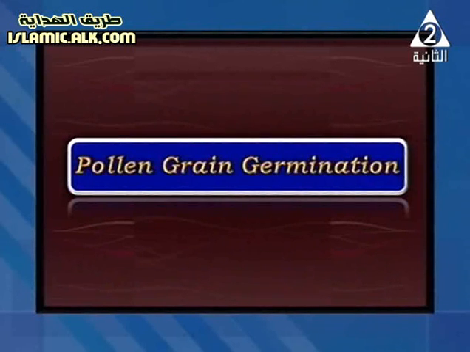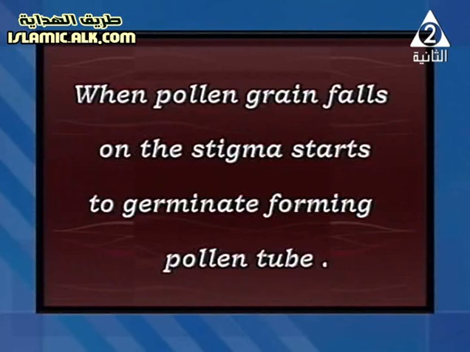Well, pollen grain germination. What does it mean? When the pollen grain falls on the stigma, it starts to germinate. I mean, it starts to grow and form a pollen tube. But why do we need the pollen tube? We need to reach the micropyle, to reach the female reproductive organ, which is the ovule, or definitely the egg cells, as we studied.